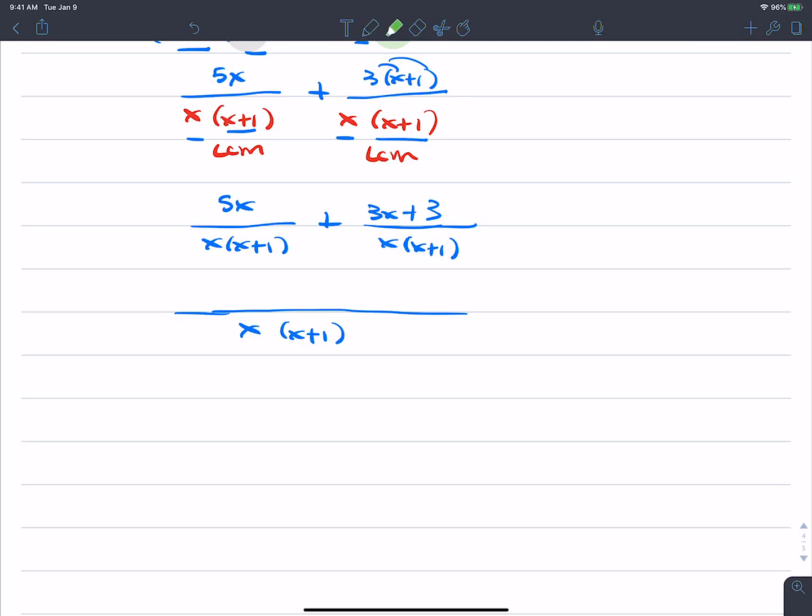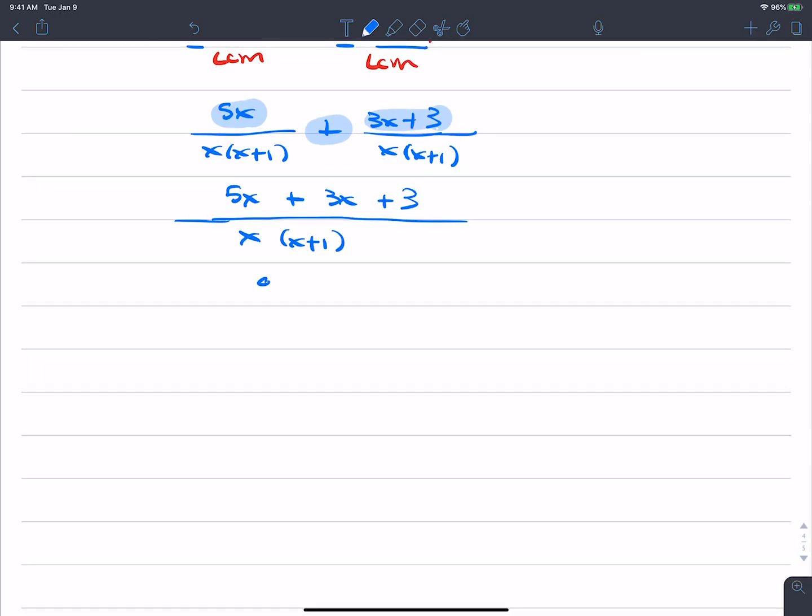And now all we do is simply take the 5x and add it with 3x plus 3. We get 8x plus 3 over x times x plus 1. And you're done. Notice 8x plus 3 is not factorable, and it won't cancel with your x in the denominator or the x plus 1 in the denominator. So this fraction is simplified. And that's number 15.